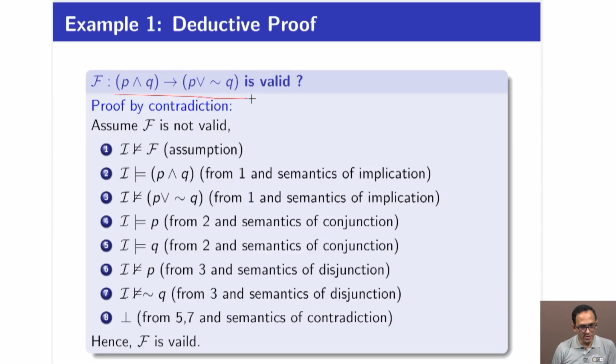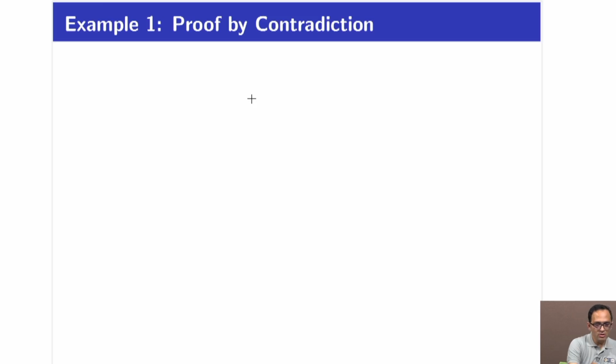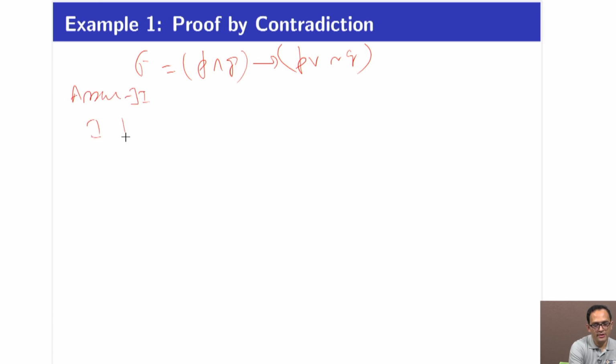So, I will just work it out for you. The formula F is P and Q implies P or not Q, right. So, I assume that there exists some I such that I does not satisfy F. Okay. So, if I can identify such an I, that means the formula is not valid, right.